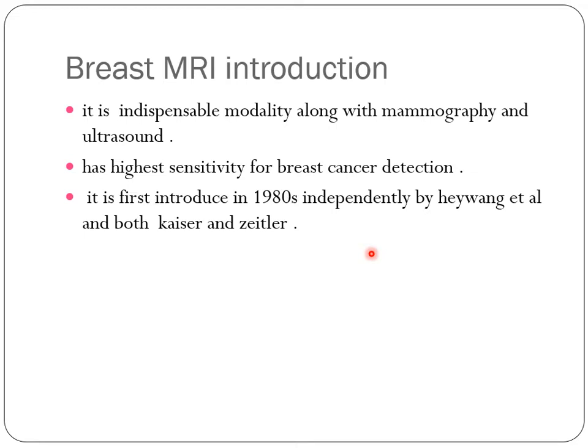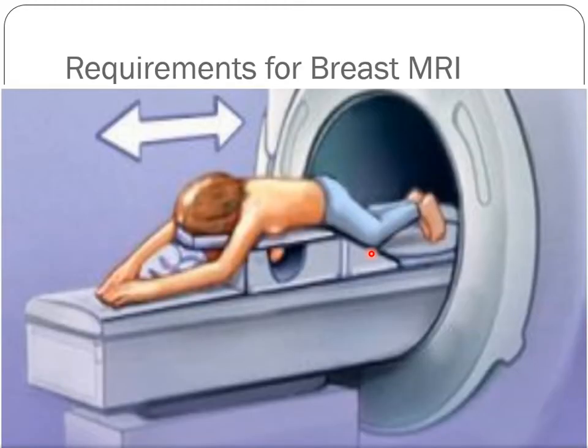The history of the introduction of breast MRI goes back to 1918, independently by Hay Wang et al. and both Kaiser and Zedler. Requirements for the breast MRI: it needs a field strength of 1.5 Tesla or more, it should not be less than 1.5 Tesla. And the patient's position should be prone, as shown in this picture, with the breast hanging in the recess of a breast surface coil.